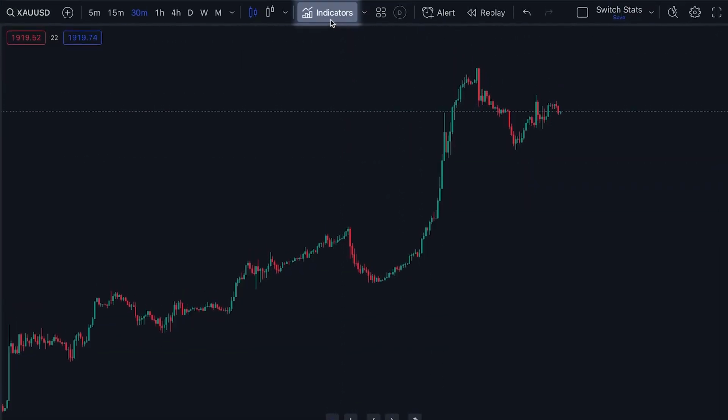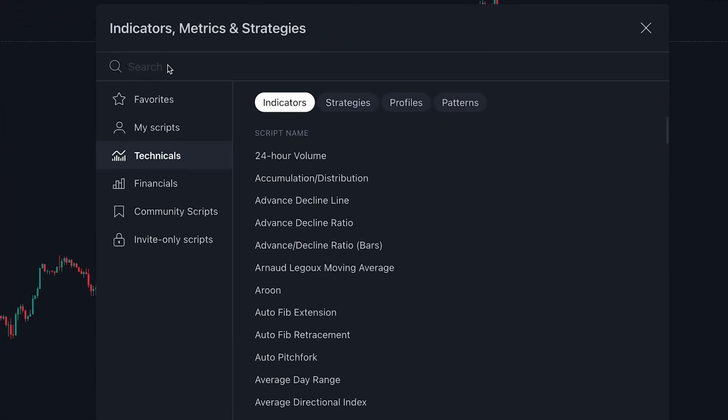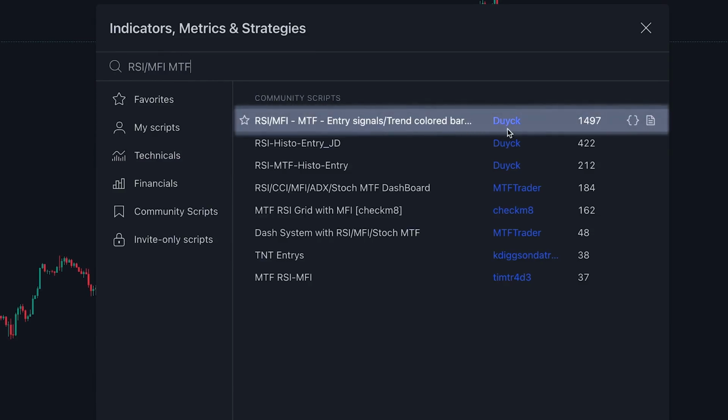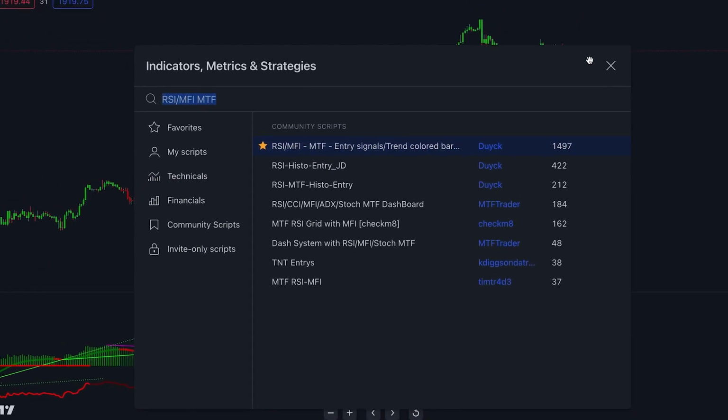So let's first get the indicator by clicking the Indicators tab and searching RSI/MFI-MTF. It's this one by Duick. Click the star to save it and add it to the chart.